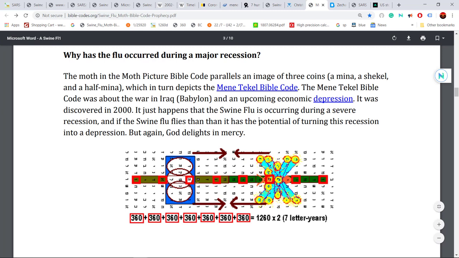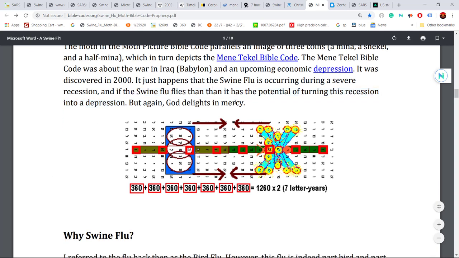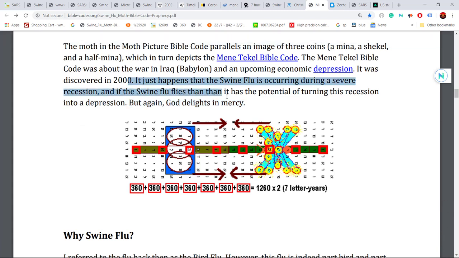It just happens that the swine flu is occurring during a severe recession. And if the swine flu flies, then it has the potential of turning this recession into a depression. Well, that's exactly true for today, isn't it? But again, God delights in mercy, and well, that's true today. Wow, I wish I could say this so much better. I just really want people to hear those words. I'm going to read them again.